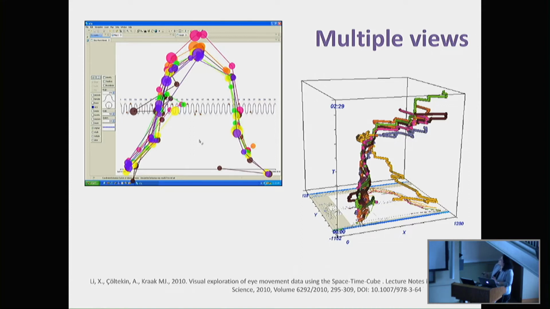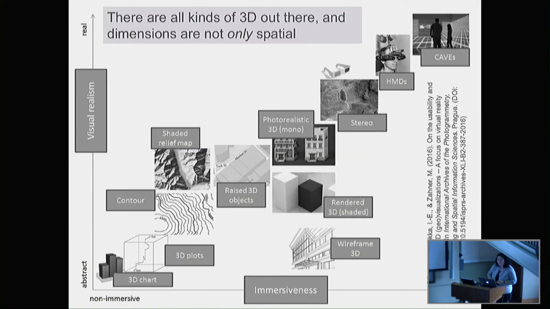But here, the main message that I want to give is that really, if you are able to afford it, plot your data in more than one way. Because maybe one way reveals something and the other one reveals something else. So this is the message. And of course, when you say 3D, 3D is not one thing, there's all kinds of 3D. This is one classification, and I have once thought about this from abstraction to realism and non-immersive to immersive, so there's all kinds of 3D.